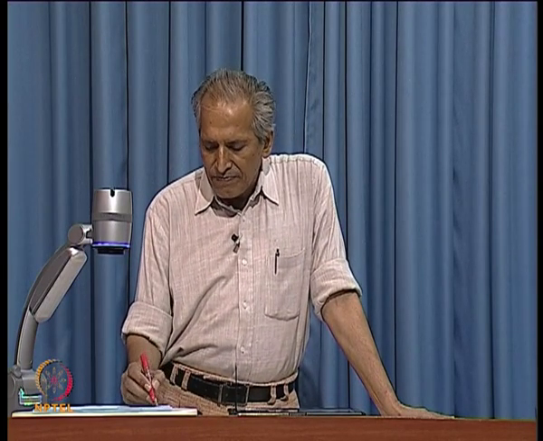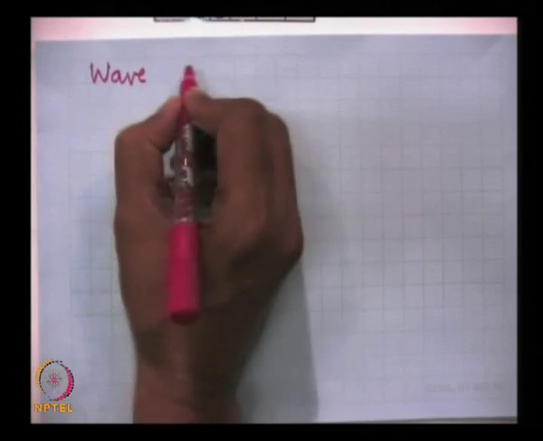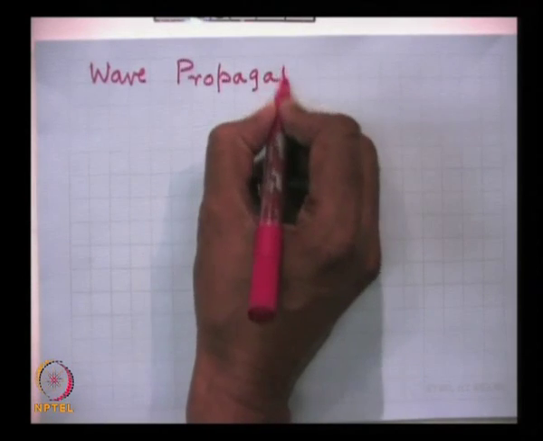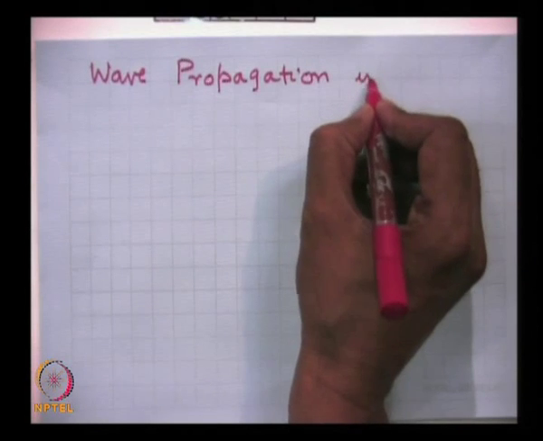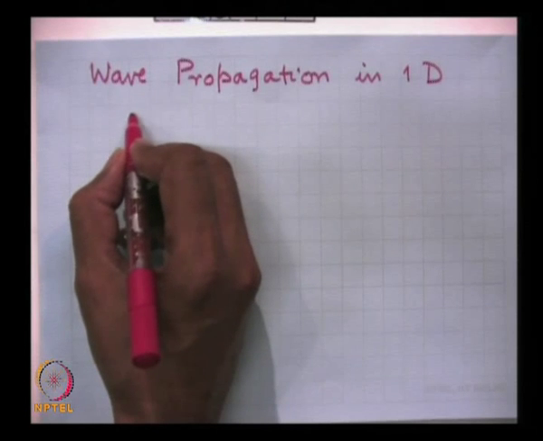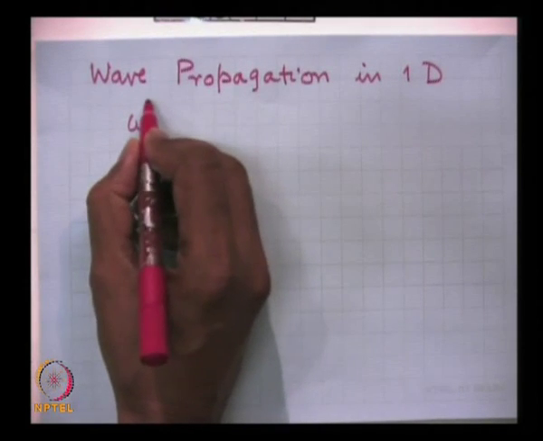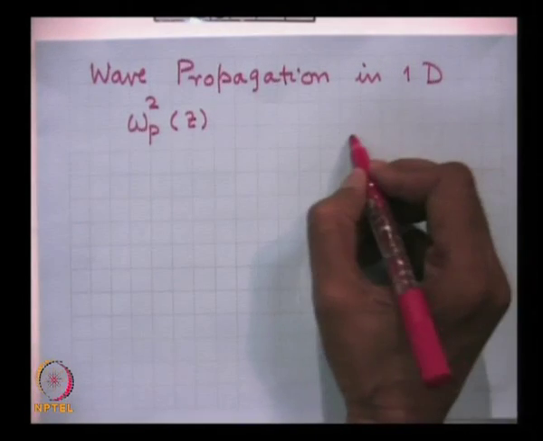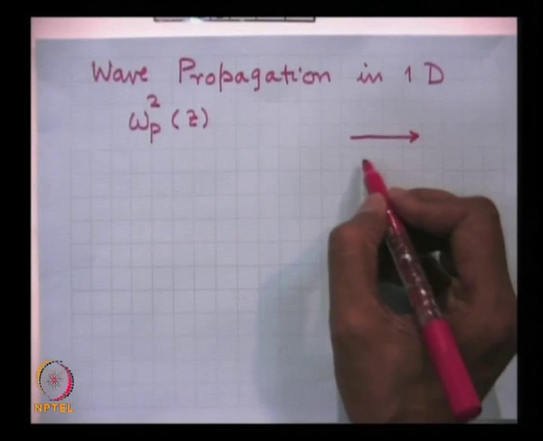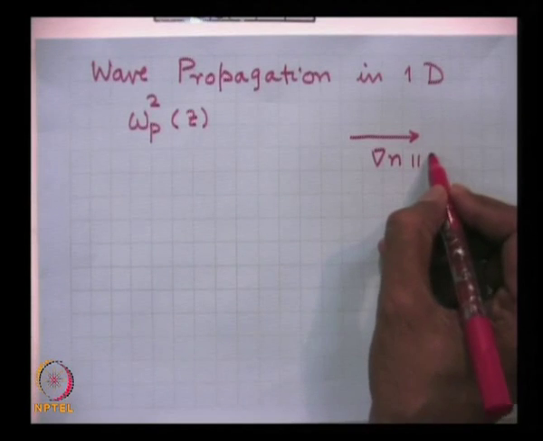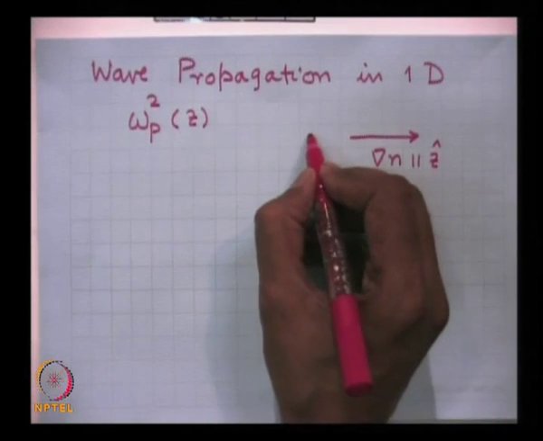I will consider the propagation of wave in one dimension first. In one dimension, I am having a plasma where omega p square depends only on z and my wave is also going in the z direction. This is the direction where density is changing or omega p is changing. So, this is the gradient of n parallel to z and my wave is also going in the same direction.